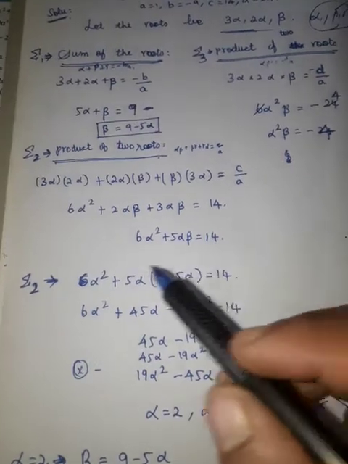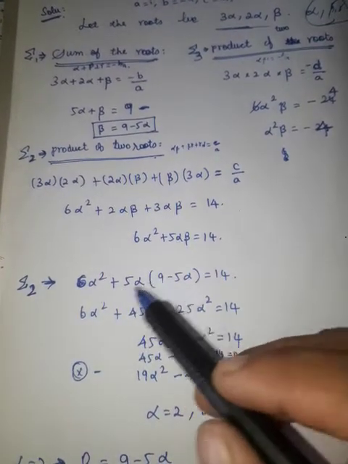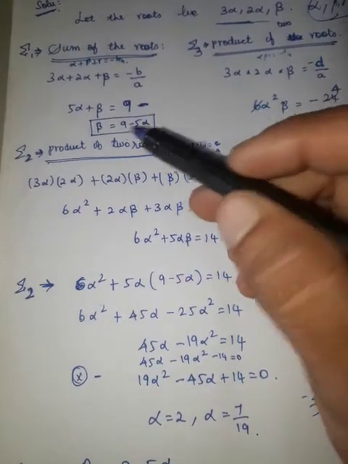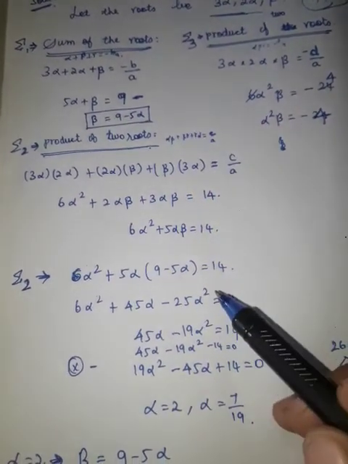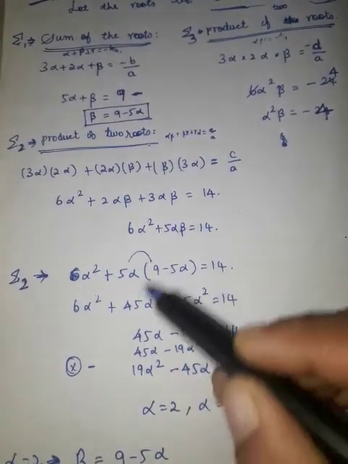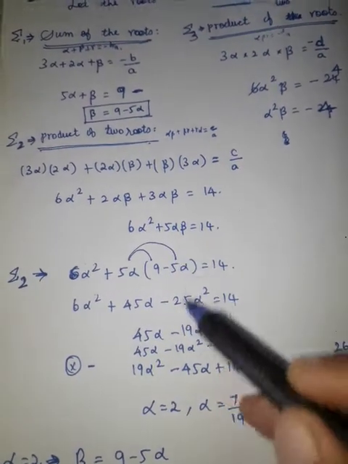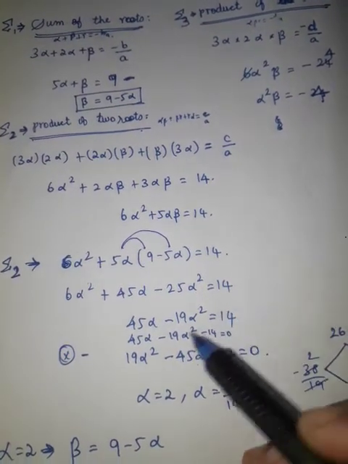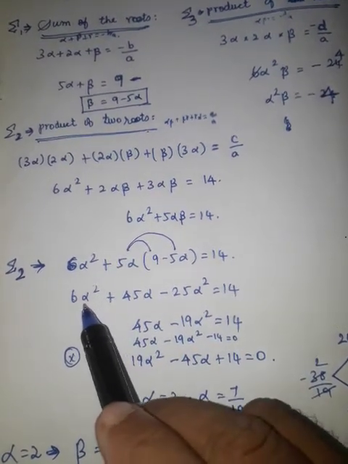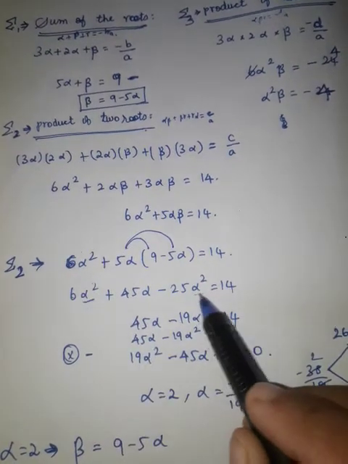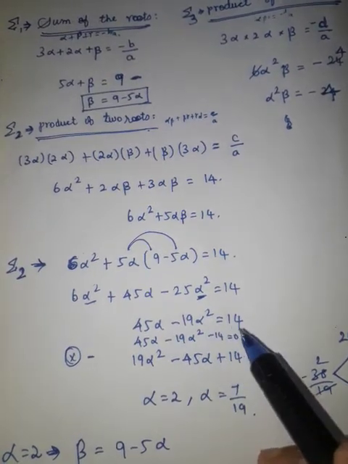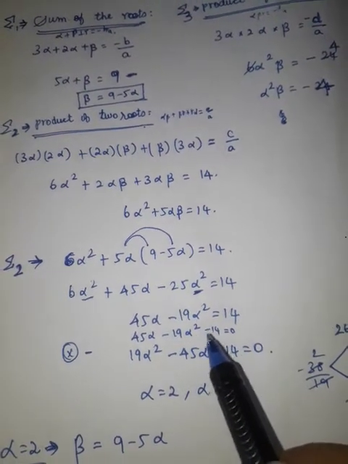So 6 alpha square plus 5 alpha beta, taking the beta value from summation 1, beta equal to 9 minus 5 alpha, equal to 14. 6 alpha square plus 5 into 9, 45 alpha, 5 into 5, minus 25 alpha square equal to 14. So 6 minus 25, because the alpha square terms combine, minus 19 alpha square equal to 14. This plus 14 comes to the left hand side as minus 14.